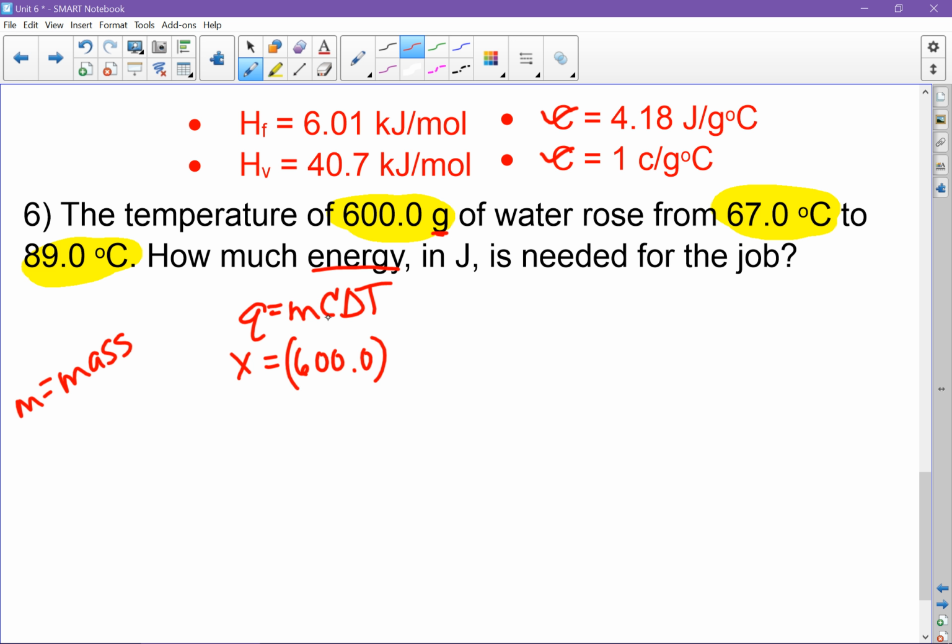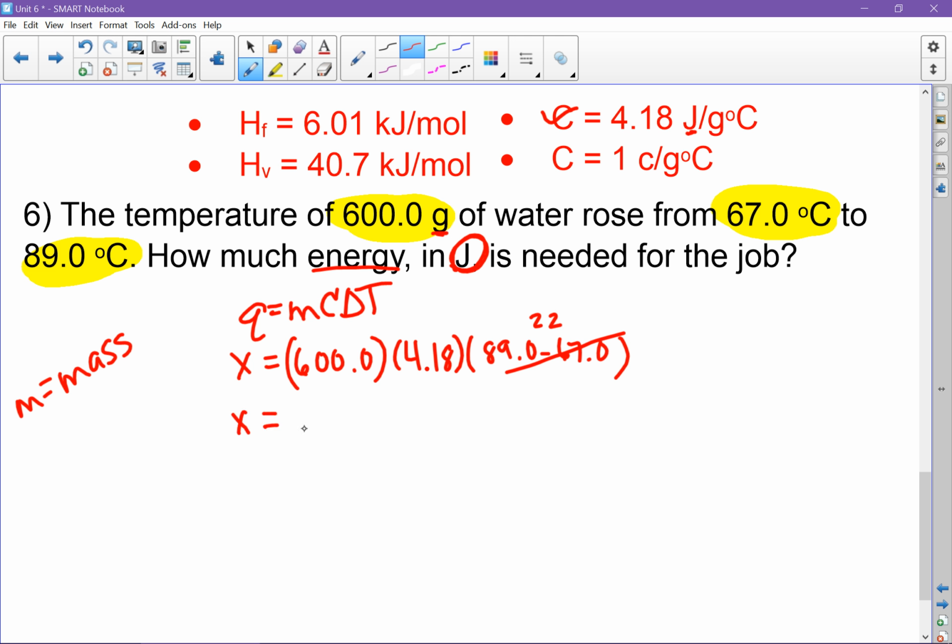Now we have to decide on a C value. The difference is we've got joules and we've got calories. The question says joules, so we're going to use joules for our C value. So we're going to use the 4.18 because it has joules in it. For the delta T, you need to subtract the two temperatures. Always do bigger minus smaller. Otherwise you're going to get a negative number and you do not want to have that. Okay? So if I do this subtraction, it's 22.